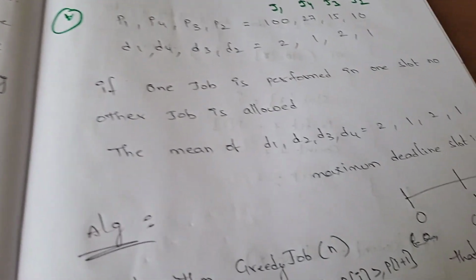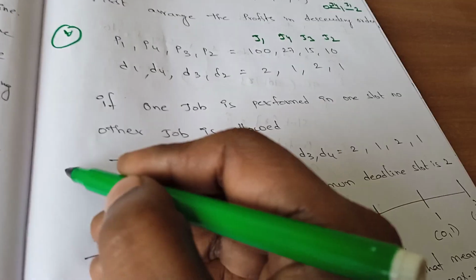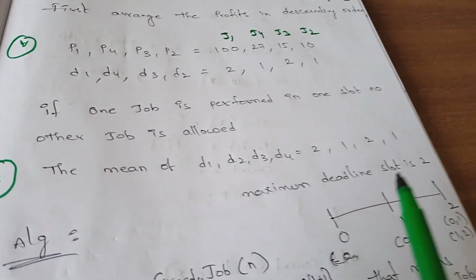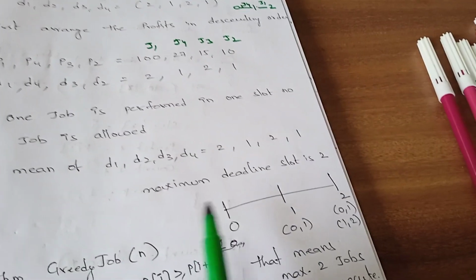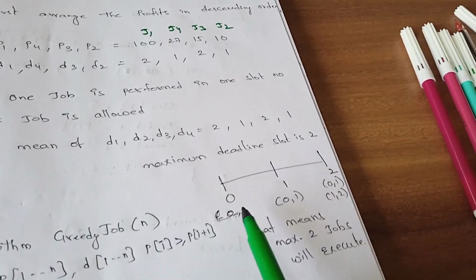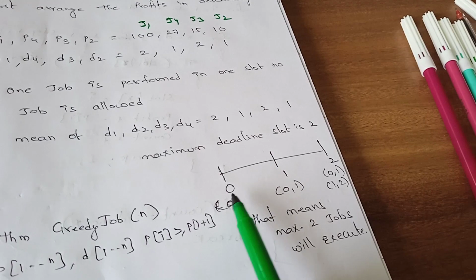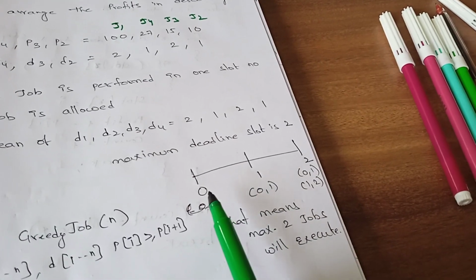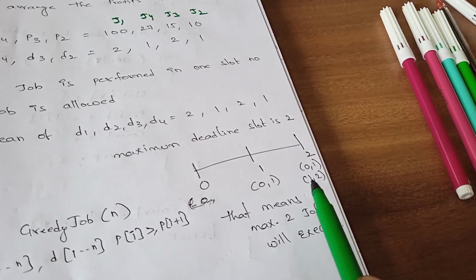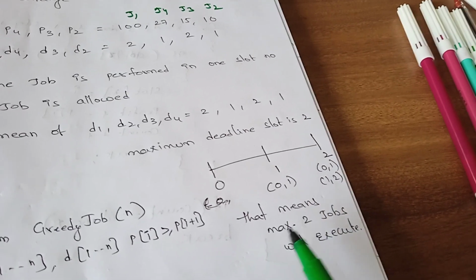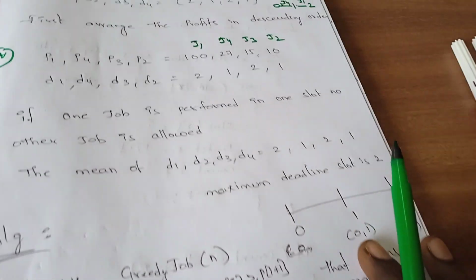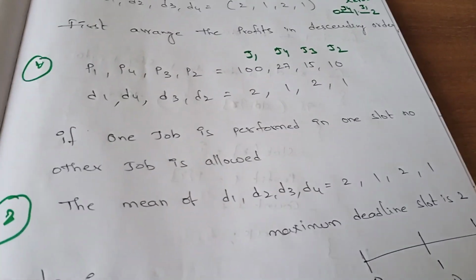And the second thing is you have to calculate the total deadlines of your problem. The total deadlines are what? The maximum deadline slot is 2, right. So 0 is the first slot, 1 means 0 to 1. And 2 means 0 to 1 and 1 to 2. So that means a maximum of 2 jobs will get executed. Fine. So this is the base idea of job sequencing.